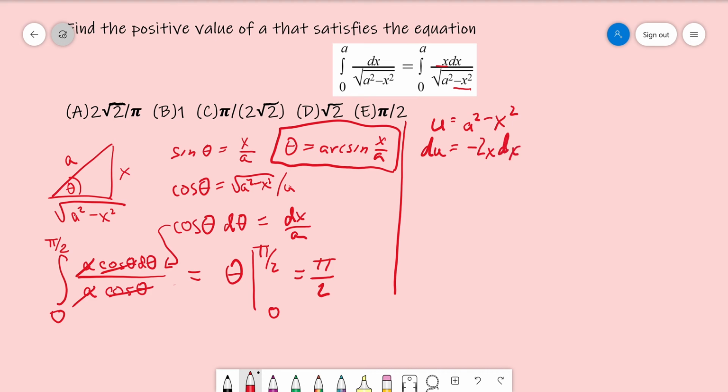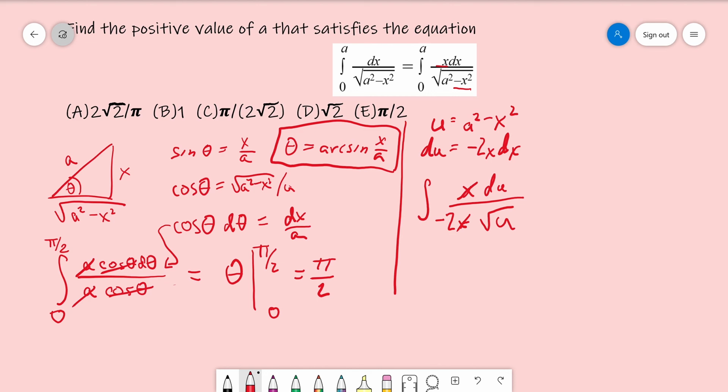So we can rewrite this integral as the integral. I'll fill in the limits a little bit later. x dx, well, dx is the same thing as du over negative 2x. So let's write that, du over negative 2x. And then the square root of a squared minus x squared is just the square root of u. And there's this x up here that was there before. So the x's cancel out.